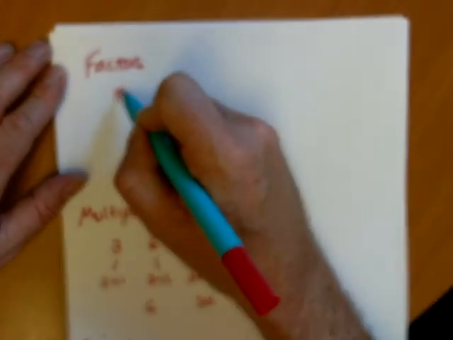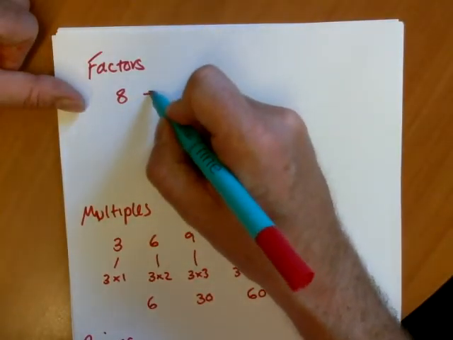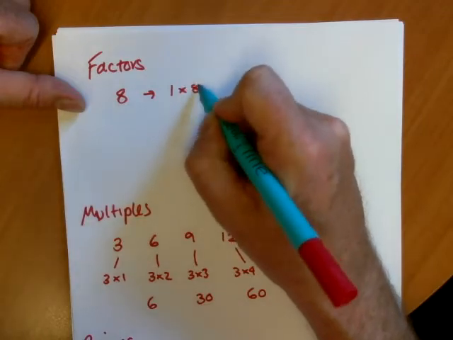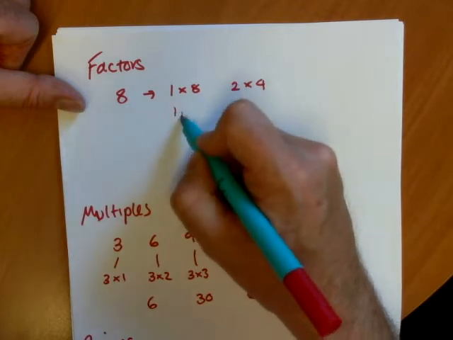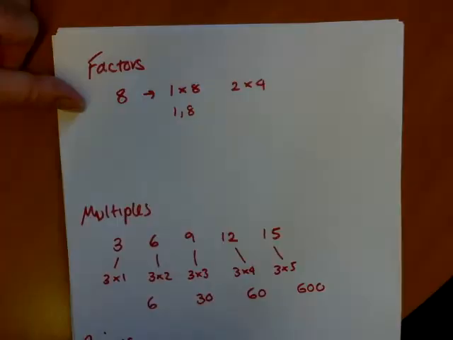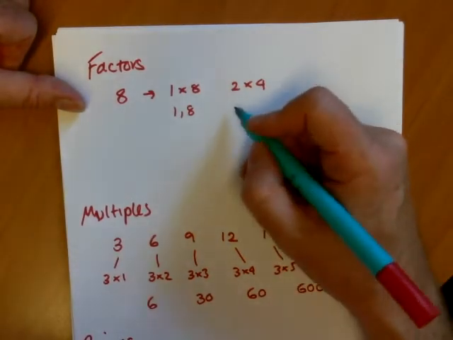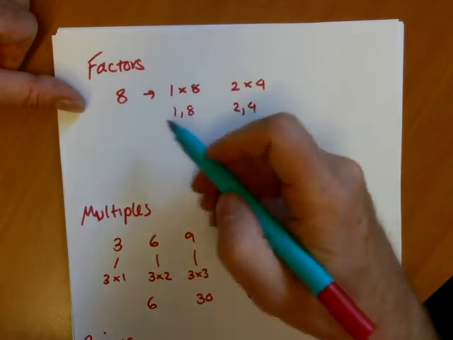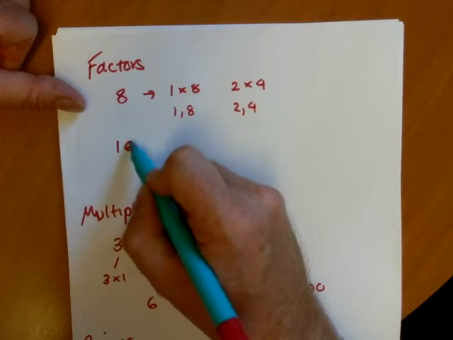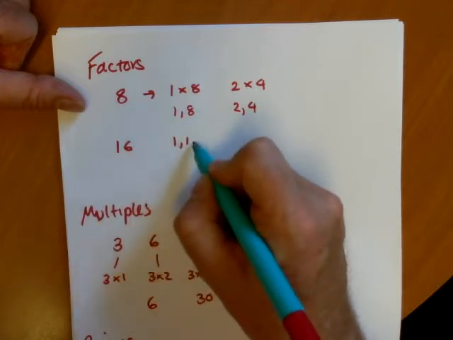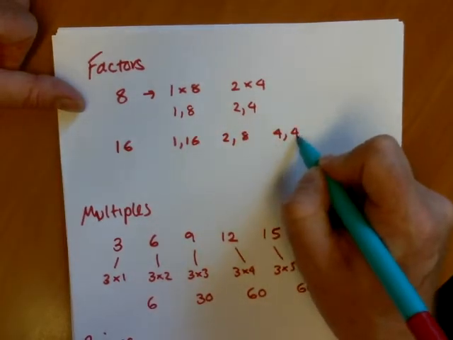So if we look at number 8, numbers that go into 8 are factors of 8. So 8 can be made up of 1 times 8 or 2 times 4. And these are actually called factor pairs, because when you multiply a factor pair, you get the number you derive your factors from, the number from which the factors come. So the factor pairs of 8 are 1 and 8 and 2 and 4. So factor pairs of 16 would be 1 and 16, 2 and 8, and 4 and 4.